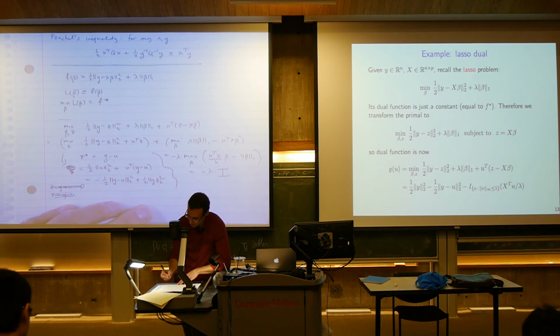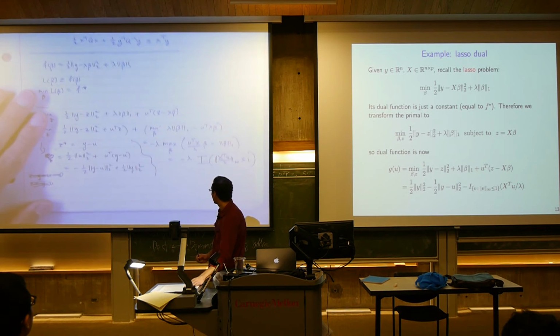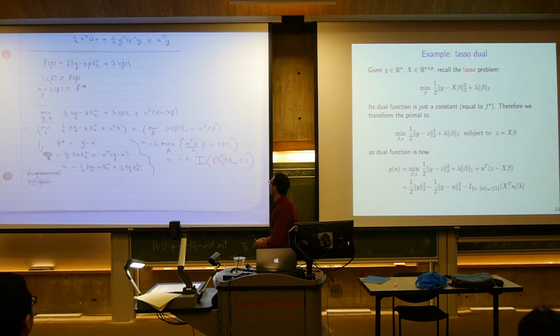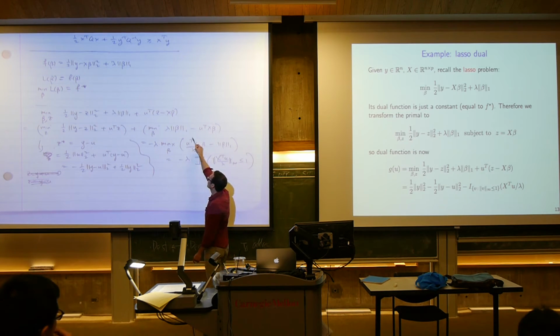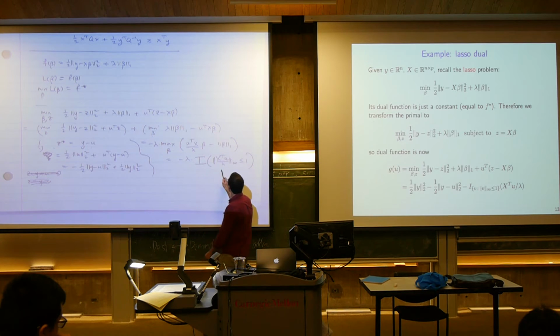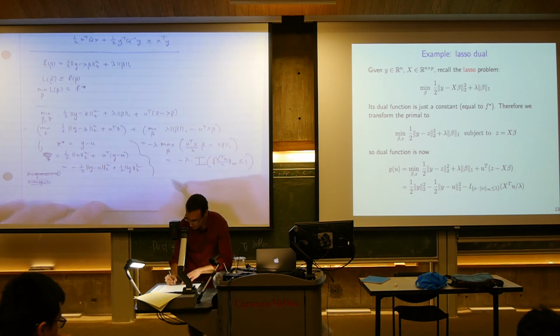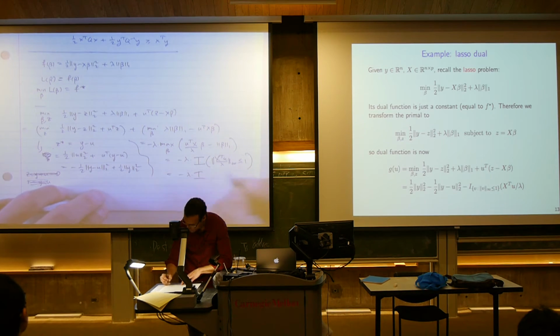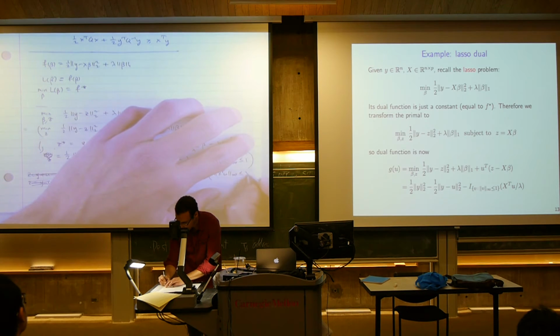But the conjugate of the one norm is the indicator that this thing has norm less than or equal to 1. This is the indicator that x has L infinity norm less than or equal to 1. So I've used the fact that the conjugate of the one norm is the infinity norm, and is the indicator of the infinity norm unit ball, and I've evaluated at whatever point this is. Right, this is the argument to the conjugate function. In other words, it's minus lambda times the indicator that x transpose u in the infinity norm is less than or equal to lambda.